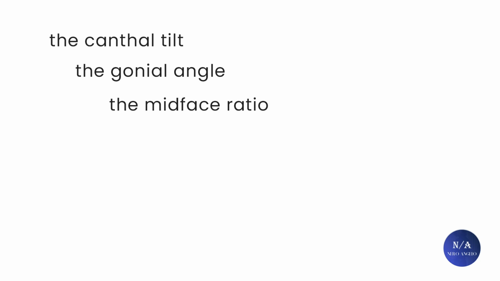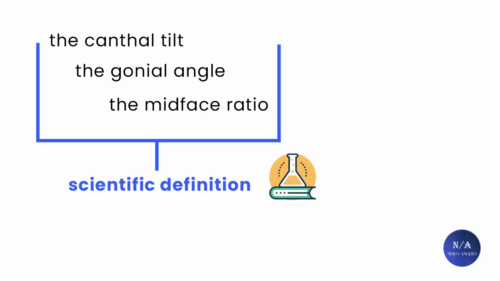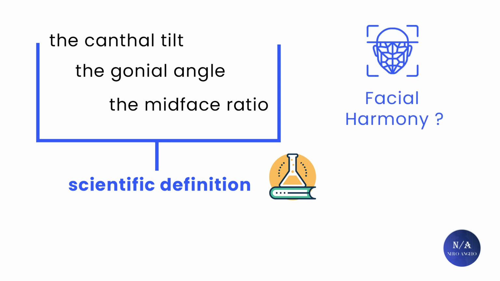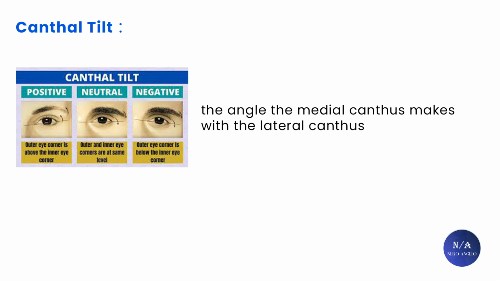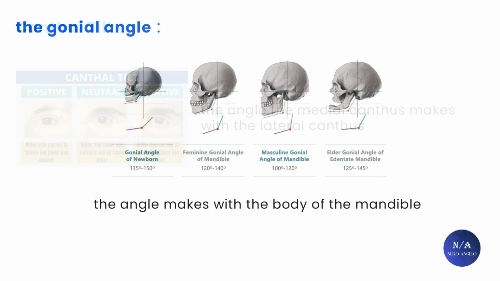When it comes to the beauty community concerning facial attractiveness and the black pill community, a lot of weird terms are used. The canthal tilt, the gonio angle, and the mid-face ratio among many others, and each one of these words does have an actual scientific definition, unlike facial harmony. For example, the canthal tilt means the angle the medial canthus makes with the lateral canthus, and the gonio angle means the angle the ramus makes with the body of the mandible.